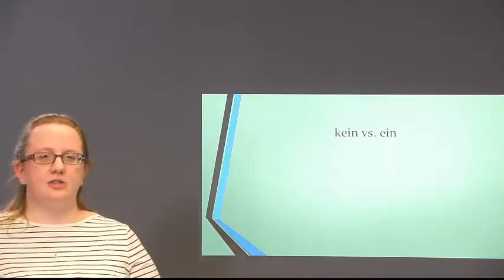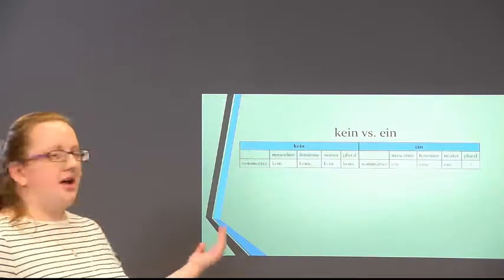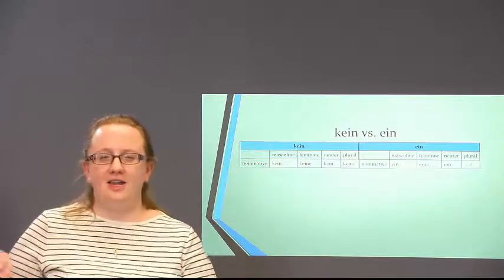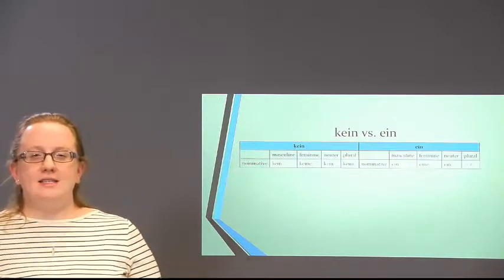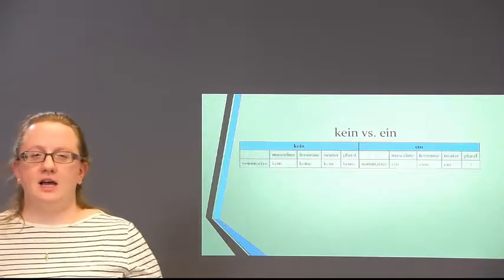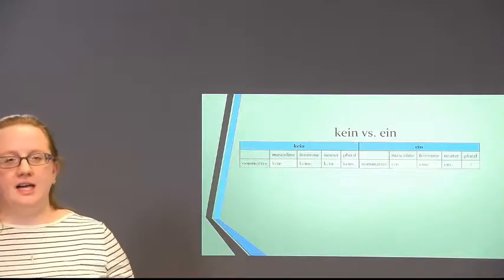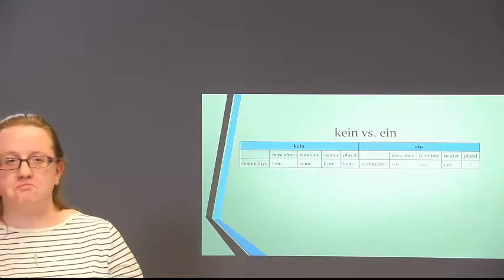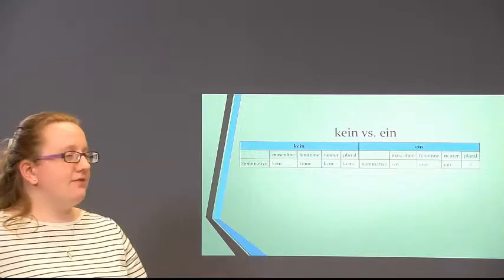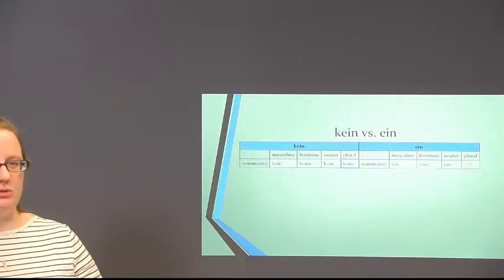So let's take a look at the two together. On the left, on my left, we have kein. On your right, we have ein. So masculine of ein is ein, feminine eine, and neuter ein. And in kein, we have kein, keine, and kein, which mirrors perfectly. And then we have still the plural form keine, which gets added to the pattern.